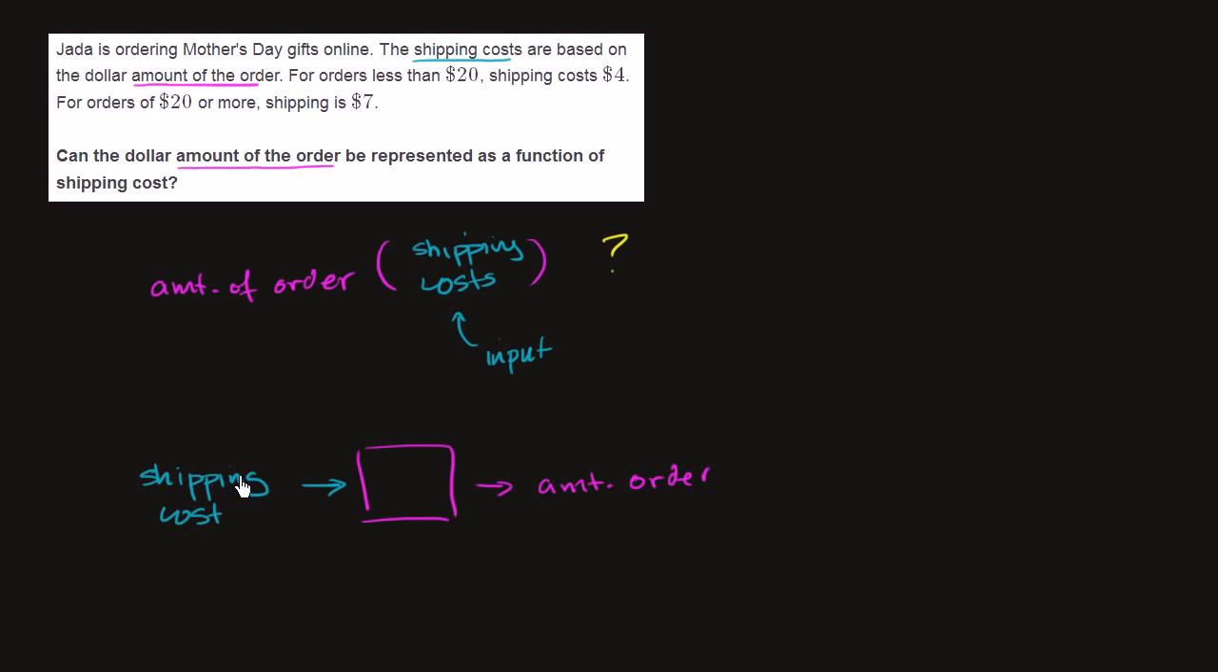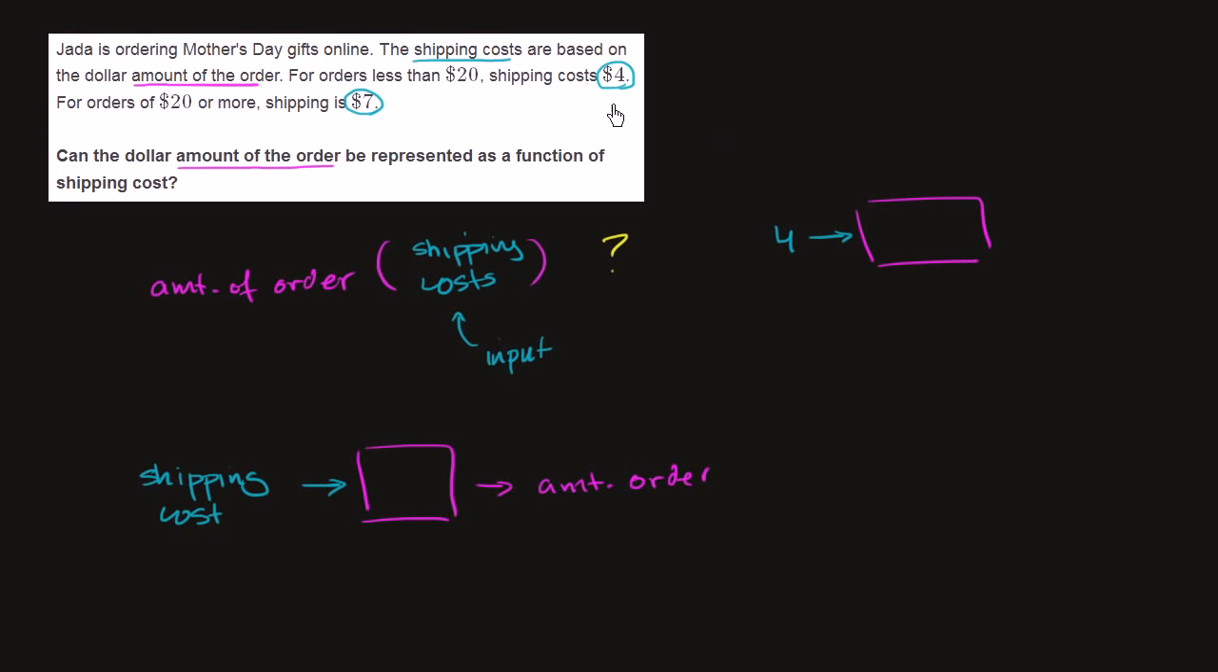What are the possible inputs here? Well, there's only two possible shipping costs. Shipping costs are either going to be $4 or they're going to be $7. So let's think about what happens when we input $4 in as a shipping cost. So if we input $4 into our little potential function box, what is the output? What is going to be the amount of the order?